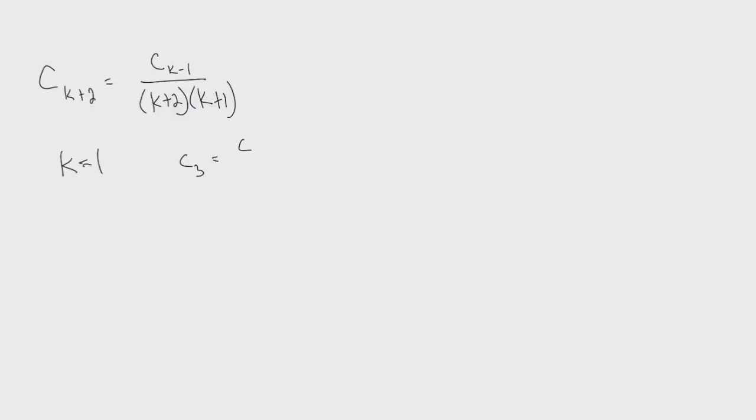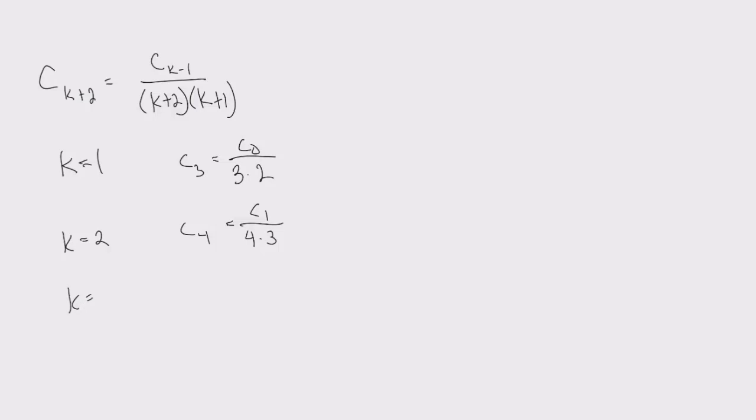which is C0 over 3 times 2. And then when k equals 2, we're getting the fourth term, which is the first term over 4 times 3. And already we can see that, oh, okay, there's a pattern going on in the denominators, so that's nice.